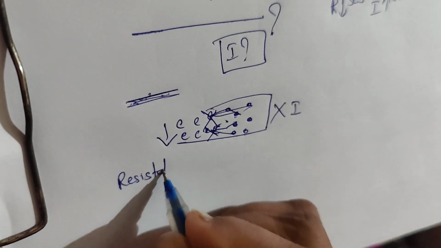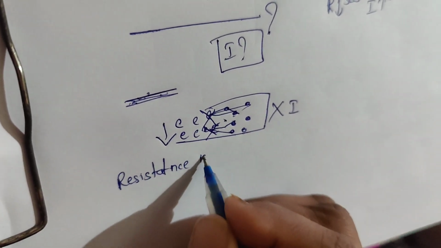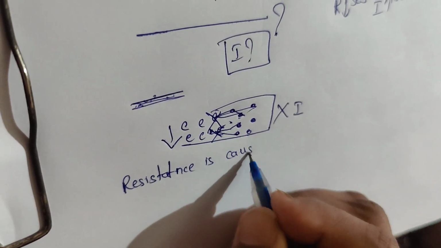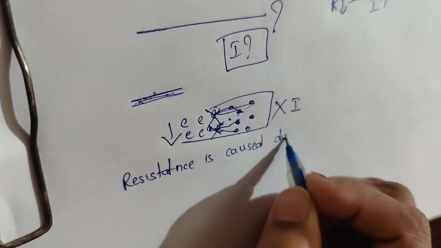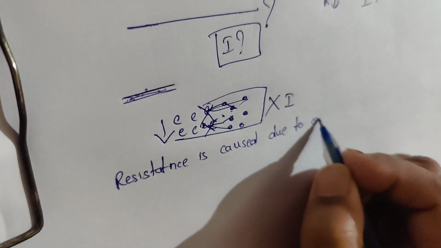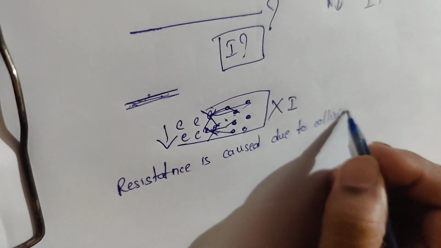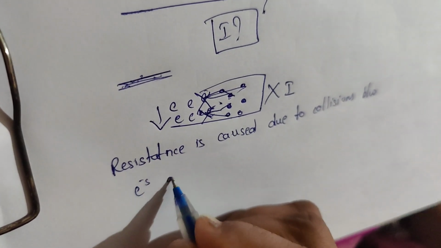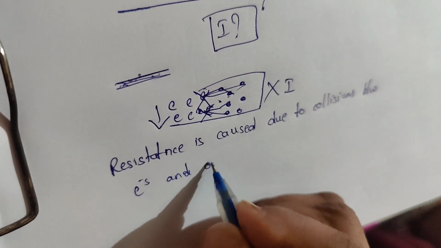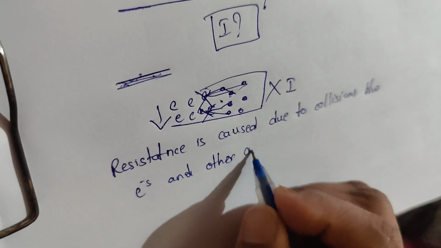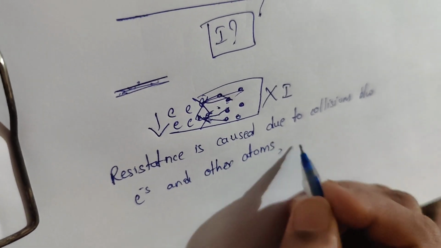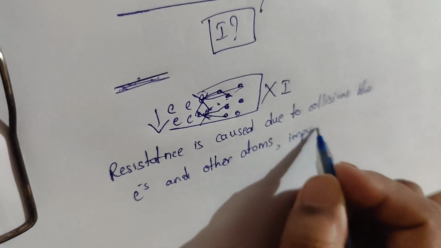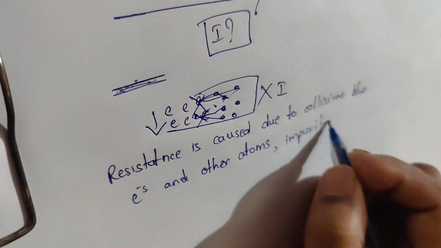Understood? Resistance is caused due to what, children? Resistance is caused due to collisions between electrons and other atoms or impurities, etc.